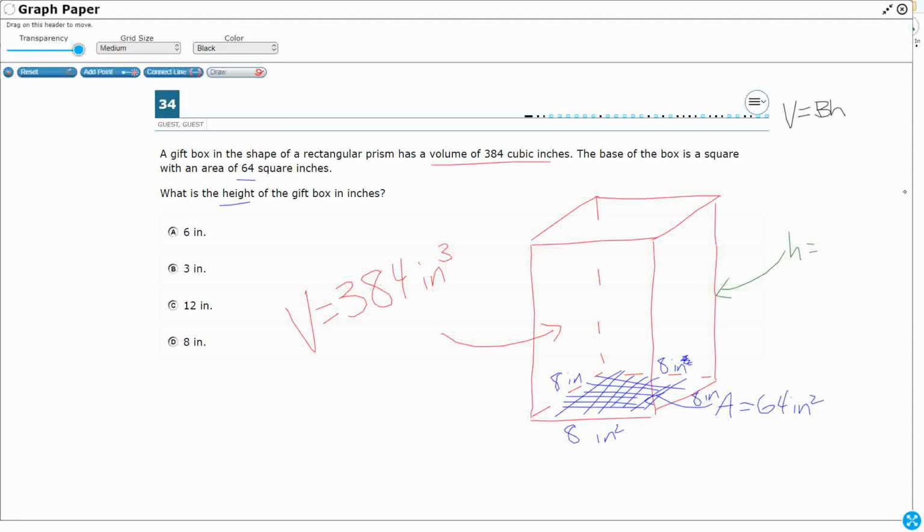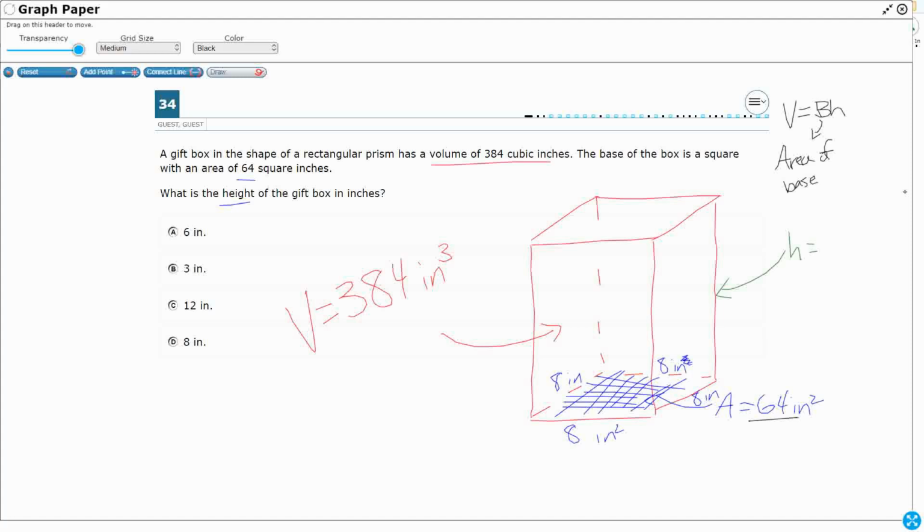BH. Now this is where it gets a little bit tricky sometimes, because they might just give you the length and the width and the height, and you've got to multiply the length and the width in a rectangular prism to find the area of the base, because this B right here doesn't mean the length or the width. It actually means the area of the base. But they've already given us the area of the base. The area of the base is 64 inches squared. So what do we need to do there?